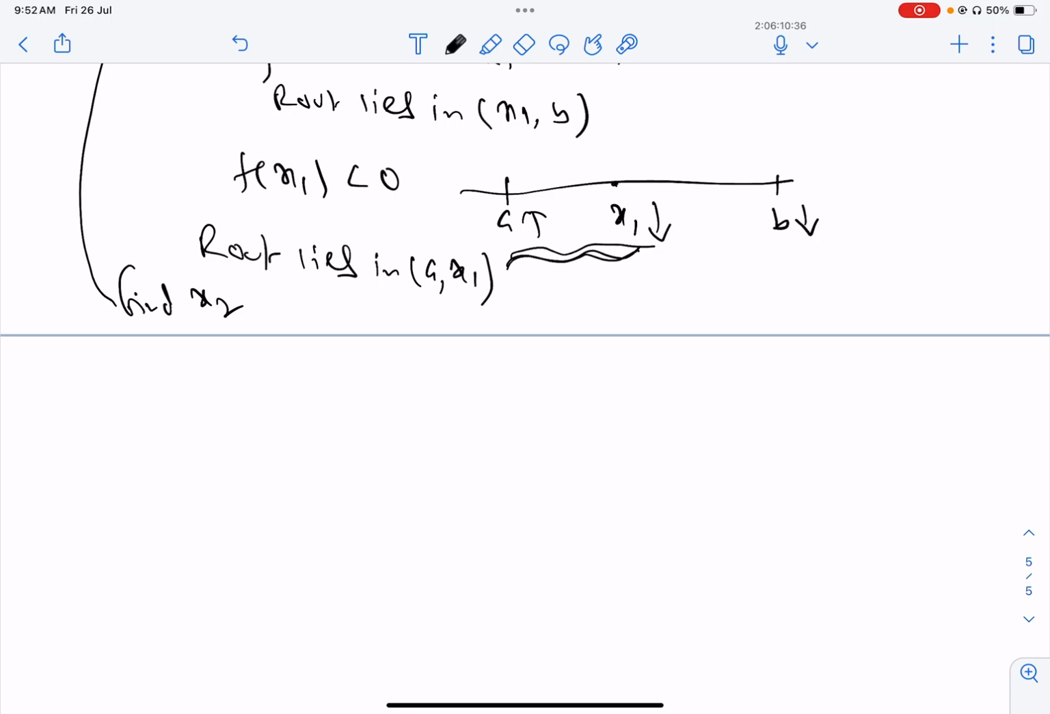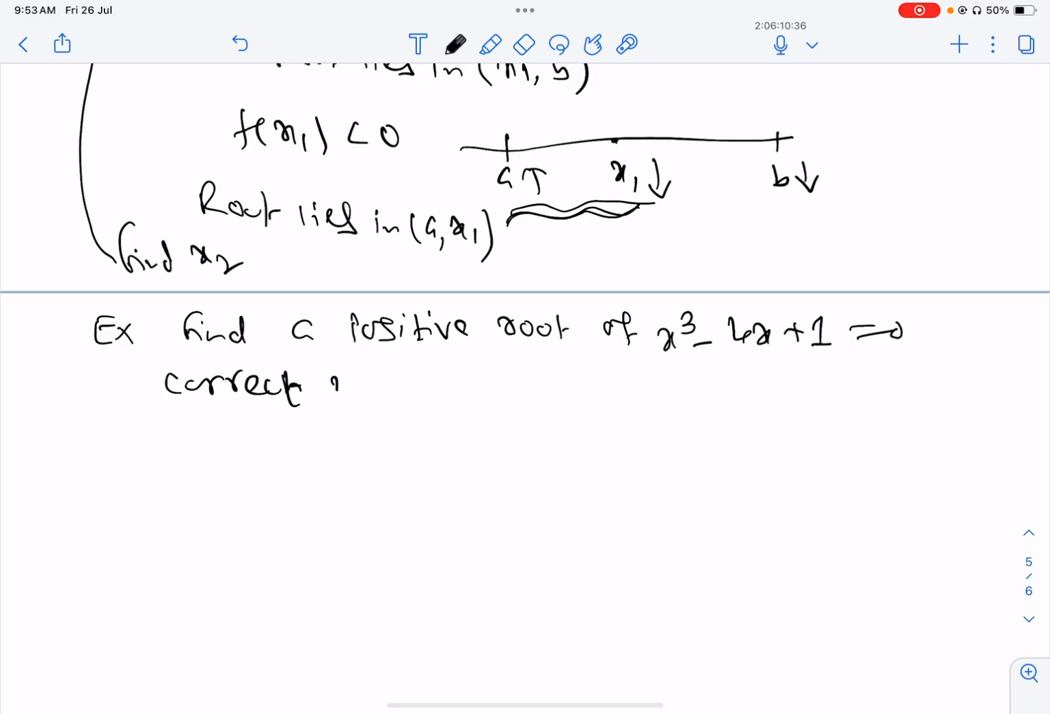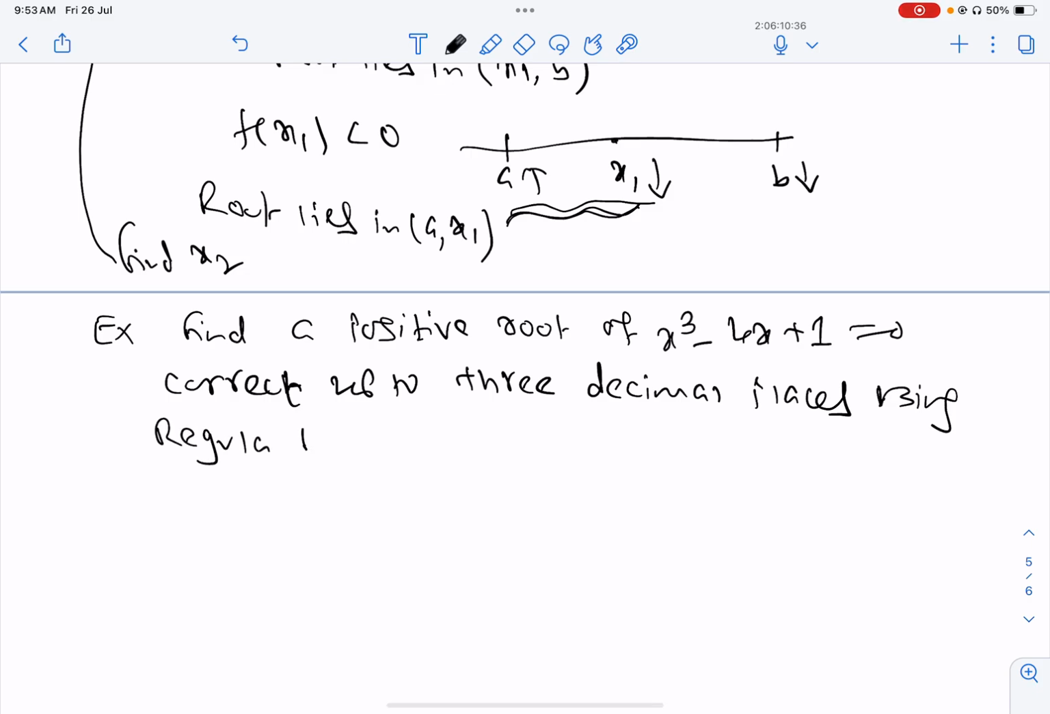Okay, so let us solve the example. Find a positive root of x cube minus 4x plus 1, correct up to 3 decimal places, using the regula falsi method.